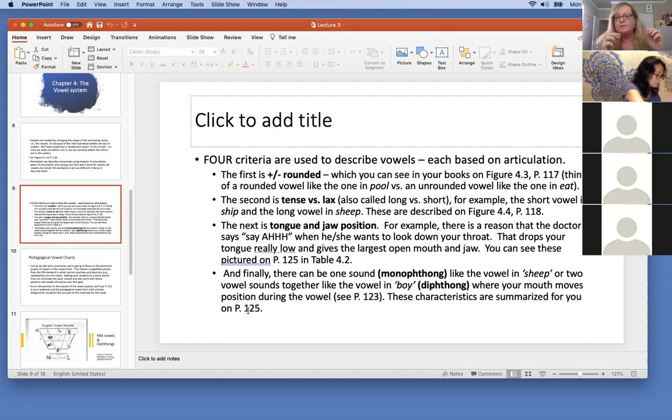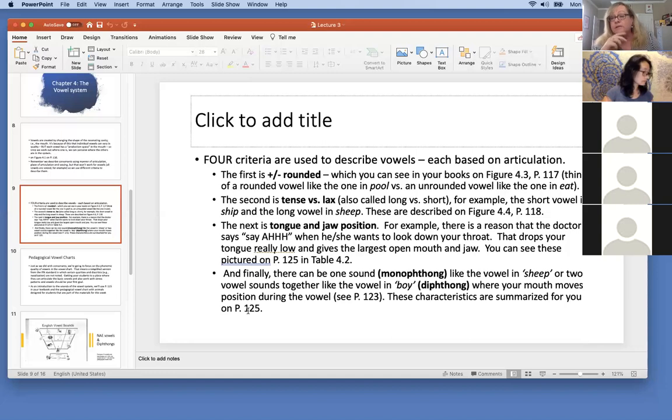So it's the difference between something like ship, I sound, and E, sheep, okay? And that is on page 118 on figure 4.4. You'll see that they've marked the short lax vowels and marked the long tense vowels.